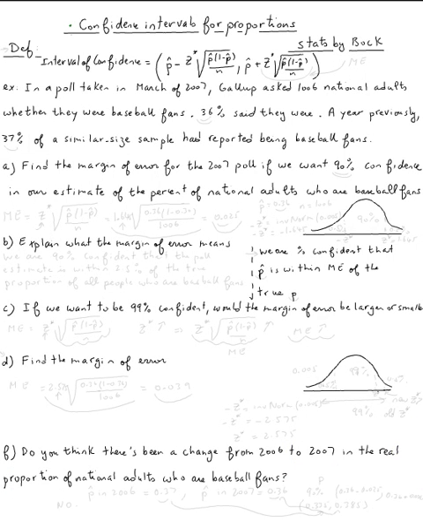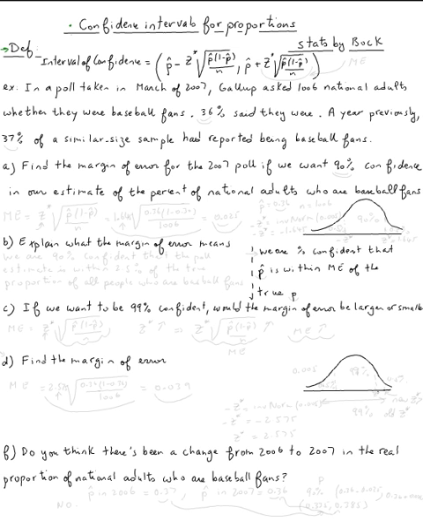The topic is confidence intervals for proportions. So let's read the definition. The definition says the confidence interval is p hat minus z star square root of p hat (1 minus p hat) over n, and then p hat plus z star square root of p hat (1 minus p hat) over n.